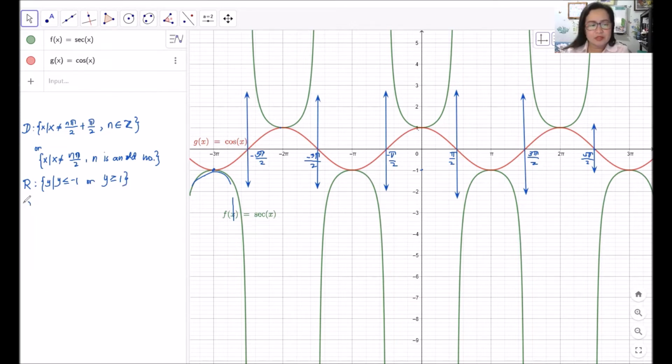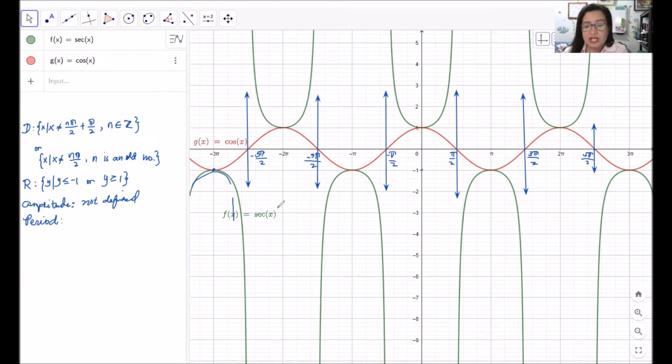Now what about the amplitude of the secant function? We remember how to get the amplitude. We determine the minimum point and the maximum point in the given function, then we get their average. Okay, so we have a problem. We cannot determine the minimum value and the maximum value of the function. So that means the amplitude, just like the tangent function, is not defined.